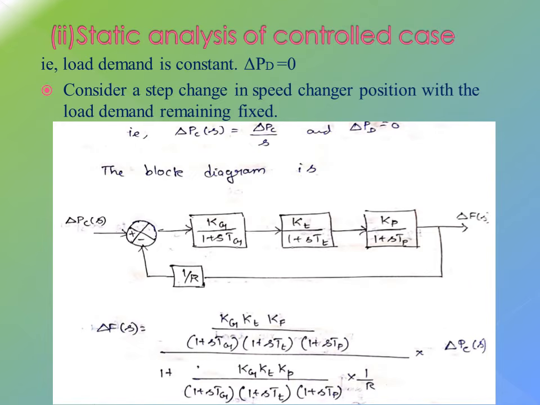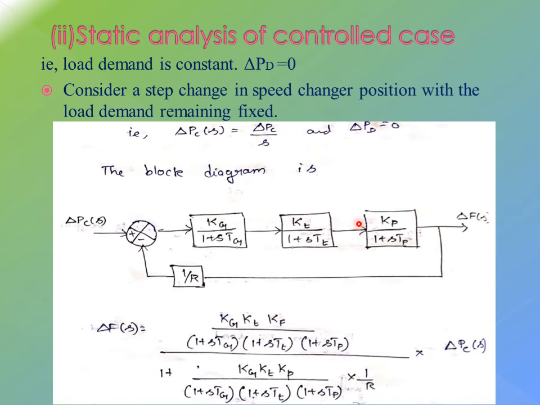Static analysis of single area system under controlled case. In the controlled case, we are going to consider our load demand equal to 0. So only a speed changer setting will be available. We are going to give a step change for the speed changer position. So del Pc will be equal to del Pc by s, where 1 by s is your step change, and your demand del Pd is equal to 0.